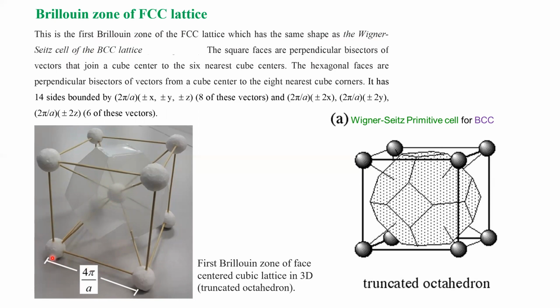And remember, we already know the length is 4 pi over a, right? 4 pi over a. So now, this is the picture of the Wigner-Seitz primitive cell for BCC, but it's the same Brillouin zone of FCC. So I will show you the model. So this is it, okay? That's like this. The shape is called truncated octahedron, okay?